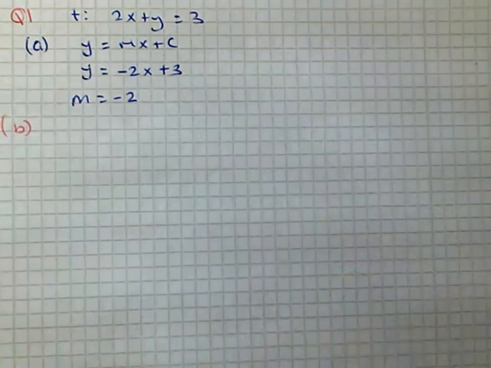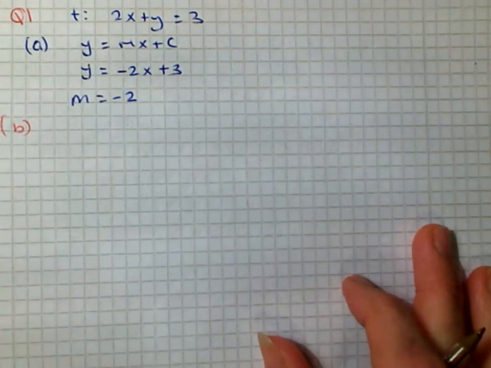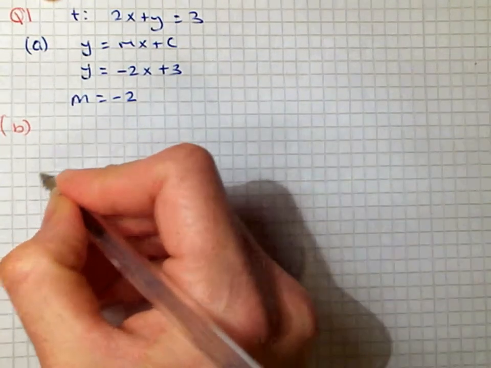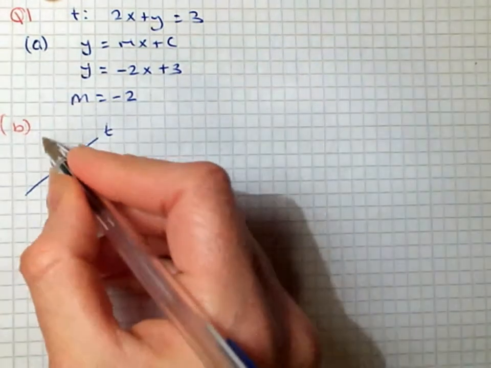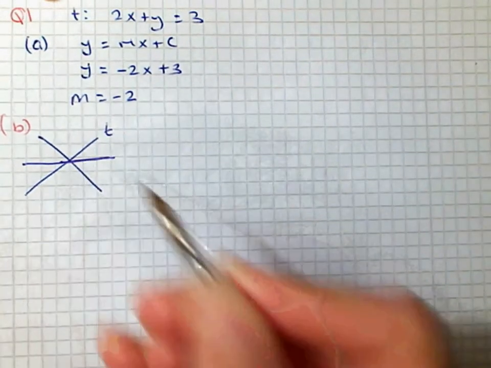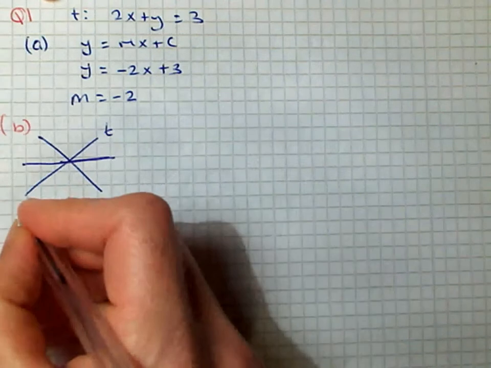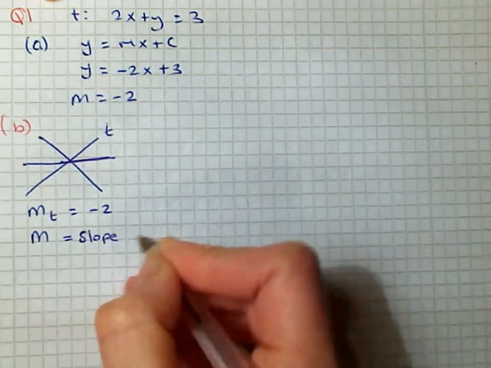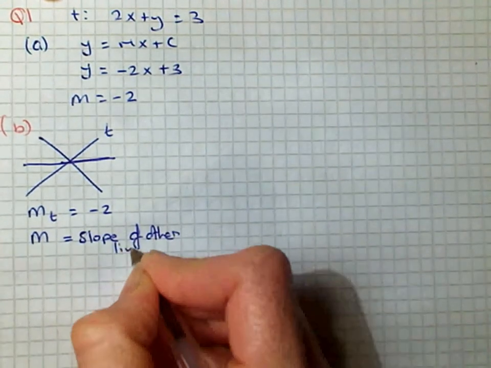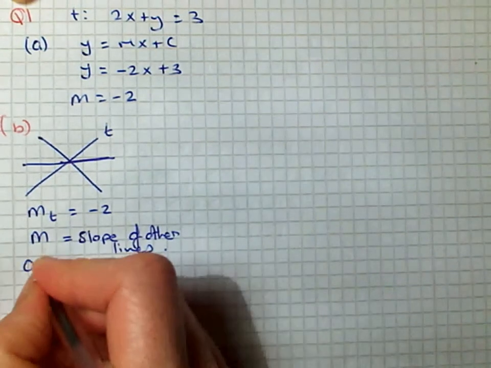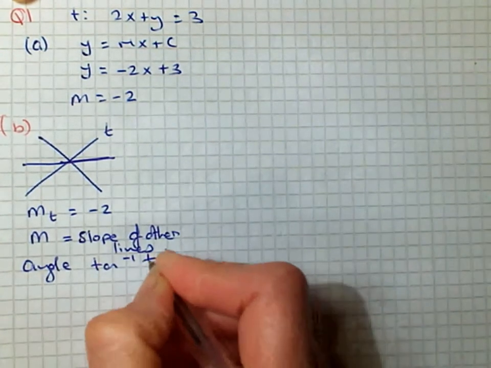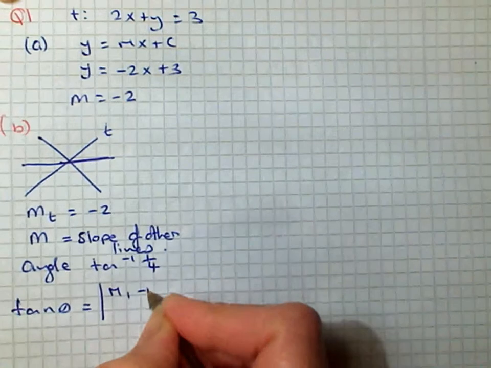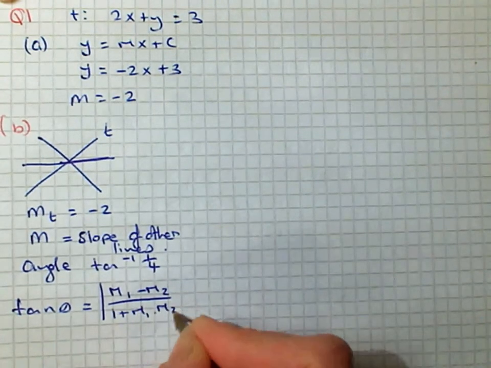Part B of the question: find the values of m, where m is the slope of the lines that intersect the line T. Here you have the line T, and two other lines coming through that intersect. We know that the slope of the line T is minus 2, and the slope of the other lines we'll just call m. We know that the angle it makes is the tan inverse of 1/4. So straight away, the tan of the angle is equal to the absolute value of m1 minus m2 all over 1 plus m1 by m2.